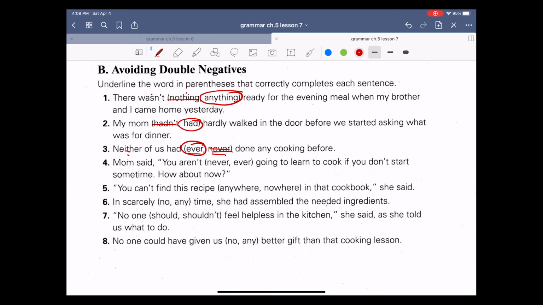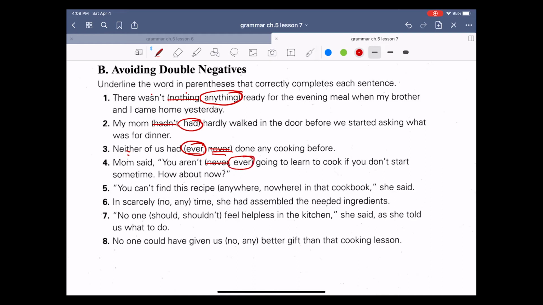Number 4, Mom said, you aren't never going to learn to cook if you don't start sometime. Aren't is a negative. Never is a negative. We cannot use never. Mom said, you aren't ever going to learn to cook if you don't start sometime. How about now? Ever is the correct word.